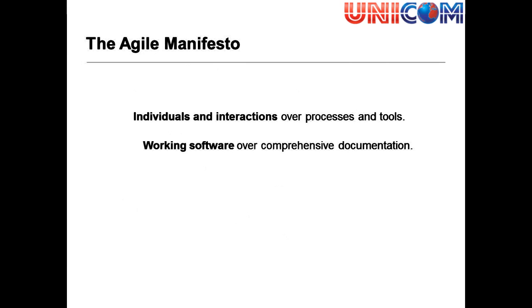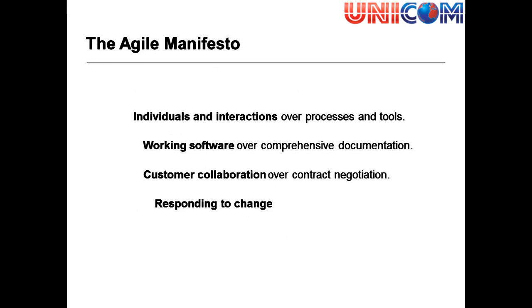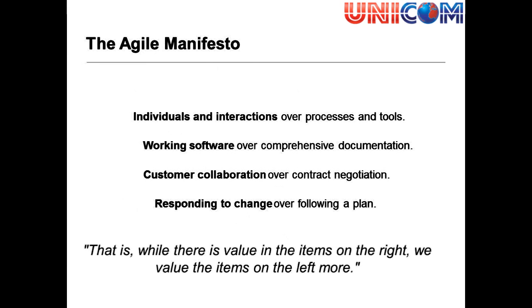So the Agile Manifesto, you may have heard of this. A group of developers got together back in 2001, and they said we're uncovering better ways of developing software by doing it and helping others do it. And through this work we have come to value individuals and interactions over processes and tools, working software over comprehensive documentation, customer collaboration over contract negotiation, responding to change over following a plan. Now, they do add this: while there is value in the items on the right, we value the items on the left more.